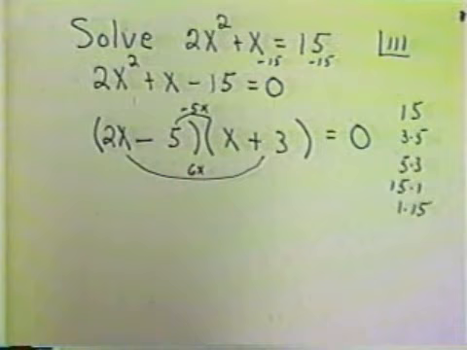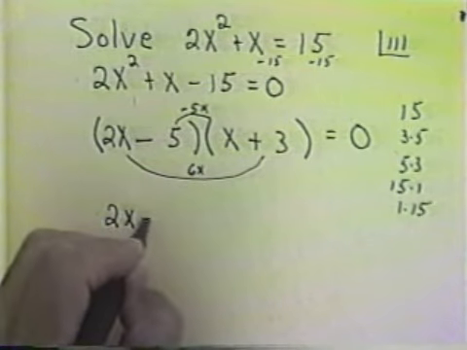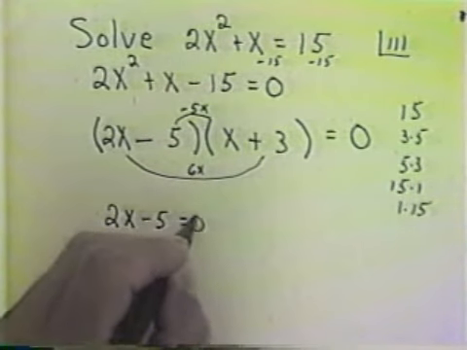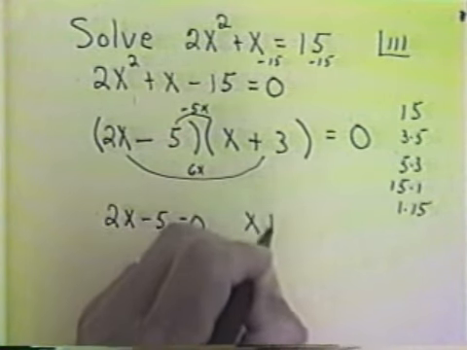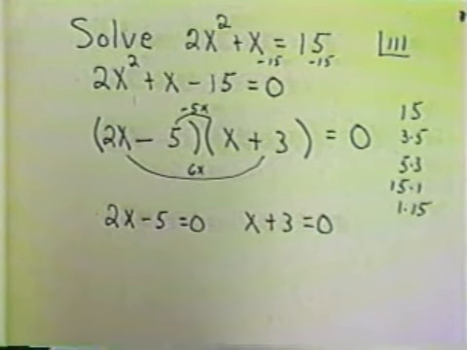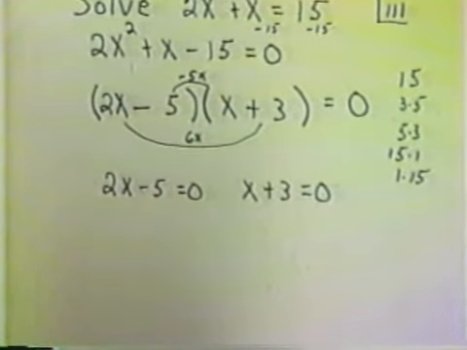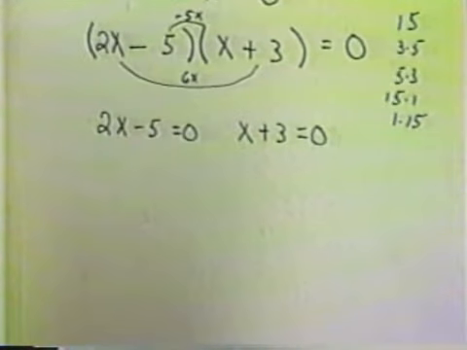Now once you factor it, then you set each factor equal to 0. So I have 2x minus 5 is equal to 0. x plus 3 is equal to 0. Set each factor equal to 0. Now we simply solve each resulting equation. To solve the resulting equations, I need to get x by itself.